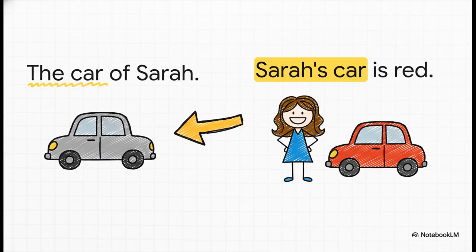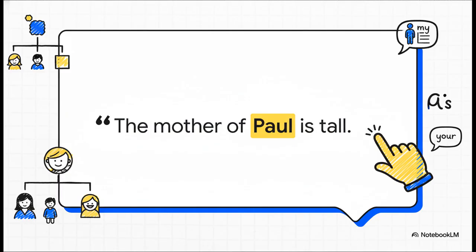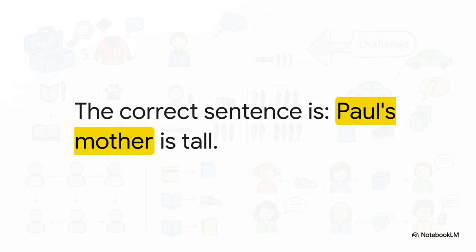Great job. Okay, one last challenge for you. How would you fix this one? The mother of Paul is tall. Think about who the owner is in this relationship. And there it is. Paul's mother is tall. Fantastic. You've just successfully used both of the tools from our English toolbox.